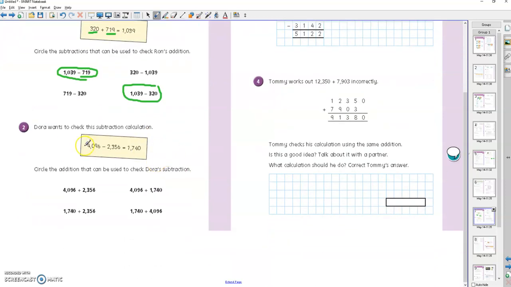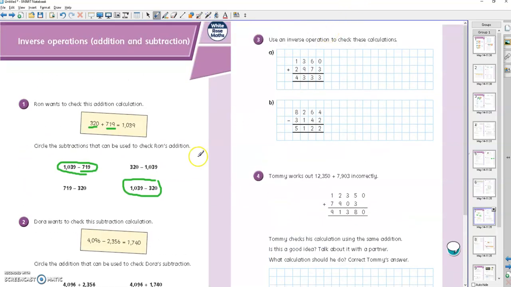Number two is similar, except this time it's a subtraction. They've done 4096 take away 2356 equals 1740. Which two additions could be used to check this answer?